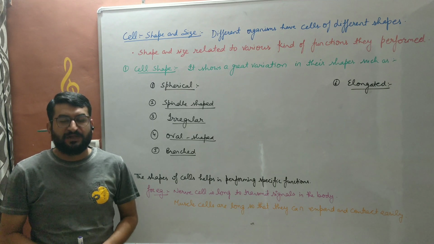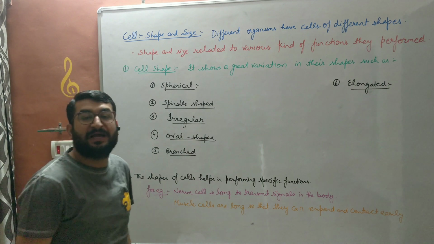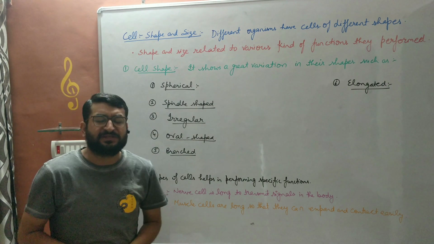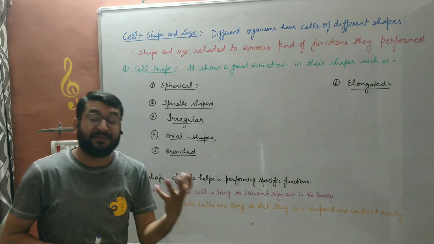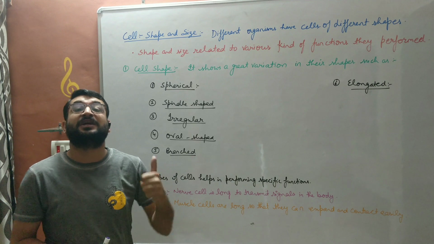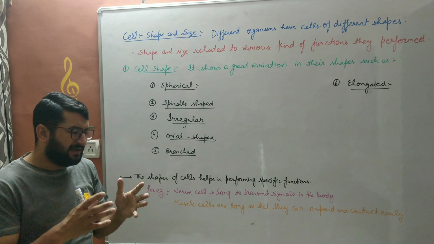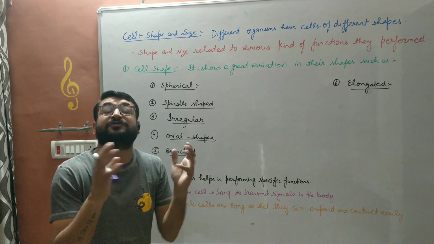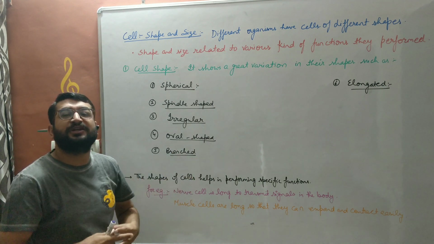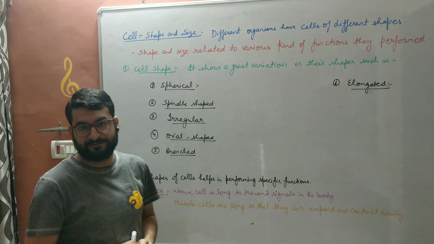In this video, we will discuss the next topic, that is cell shape and size. Various kinds of organisms have various kinds of cells in them. Those cells are differentiated on the basis of their shape and size. Basically, why do the cells have different kinds of shapes? The shapes will be oriented according to the specific functions performed by a particular cell.